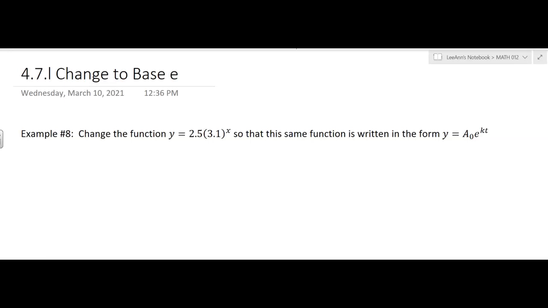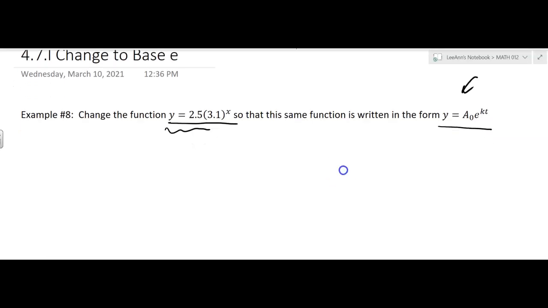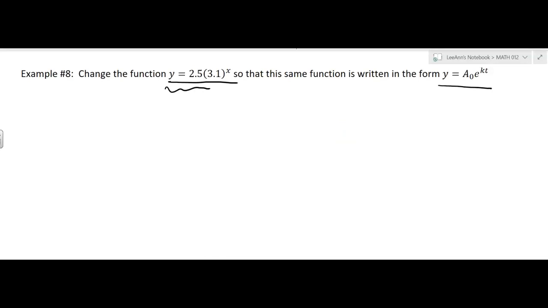Okay, so in this example, it says change the function, and they give us a function so that this same function is written in the form y equals a naught e to the kt. So that's our growth decay model that we've been using. And they're saying, we have this function, but it's not quite in that form, and we'd like it to be. So to do that, we're going to have to use one of our properties. And the property we're going to use is one of the inverse properties.